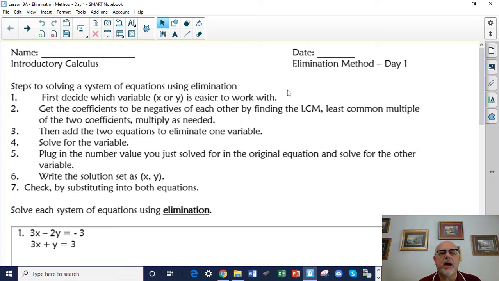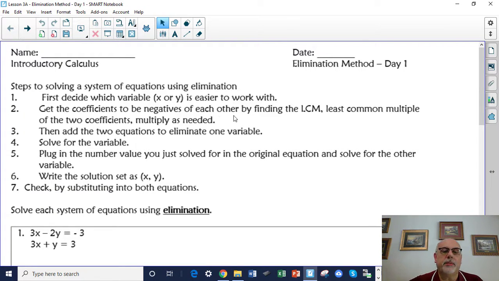You have to decide which variables are going to be easier to work with, okay? So you want them to be opposite signs because we have to add the equations together. So if you can already find x's or y's that are opposite signs, that might be the easiest way to go.